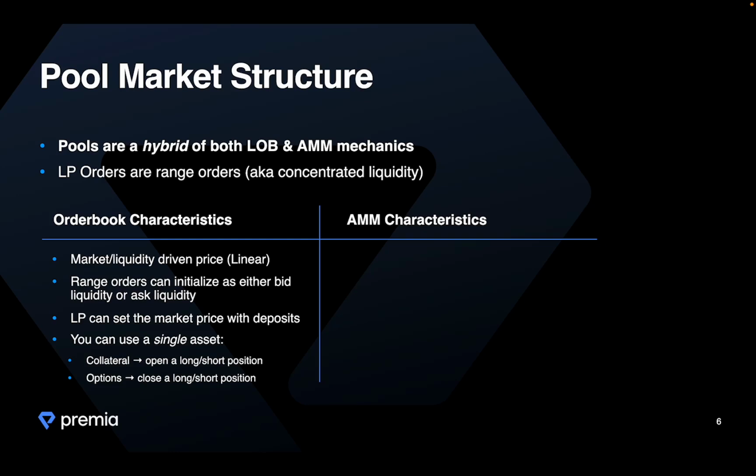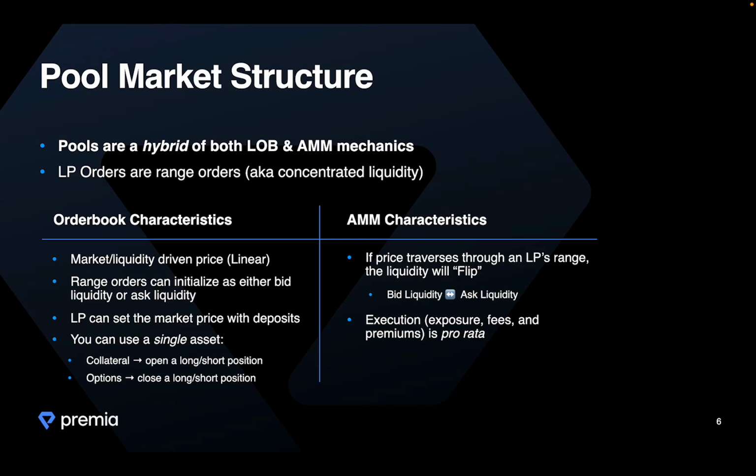Also, like limit order books, you can use a single asset for depositing. So, for example, if I wanted to get long an option, or I wanted to get short an option, I would only need to deposit the collateral asset for that corresponding option type. If I wanted to close a position, I could deposit that position into my LP range. So I could either deposit long options or I can deposit short options.